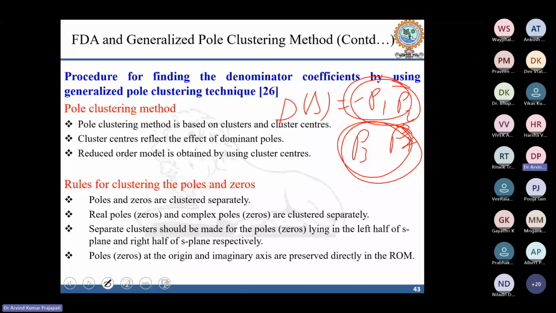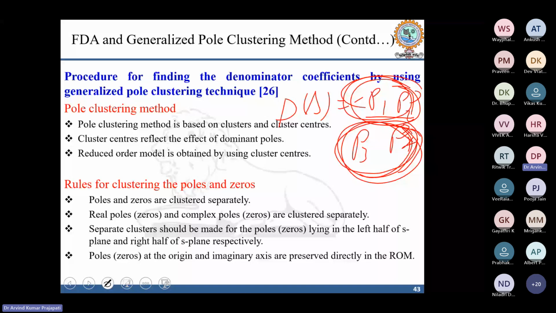So what are the drawbacks here? If the original system has two or three dominant poles, then in the original pole clustering method, all the dominant poles will be in one cluster, and the other clusters will have only non-dominant poles. This means the method retains only one dominant pole, and the rest of the dominant poles are discarded. To modify this technique, I have proposed what is called the generalized pole clustering technique.